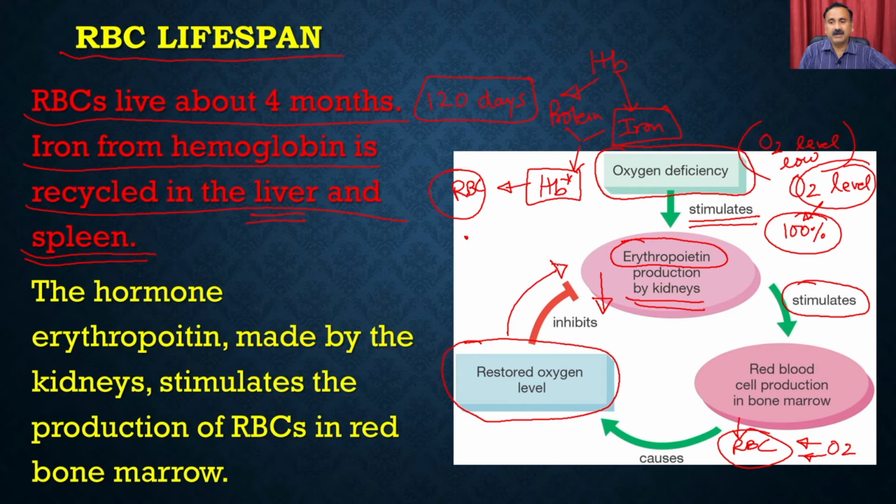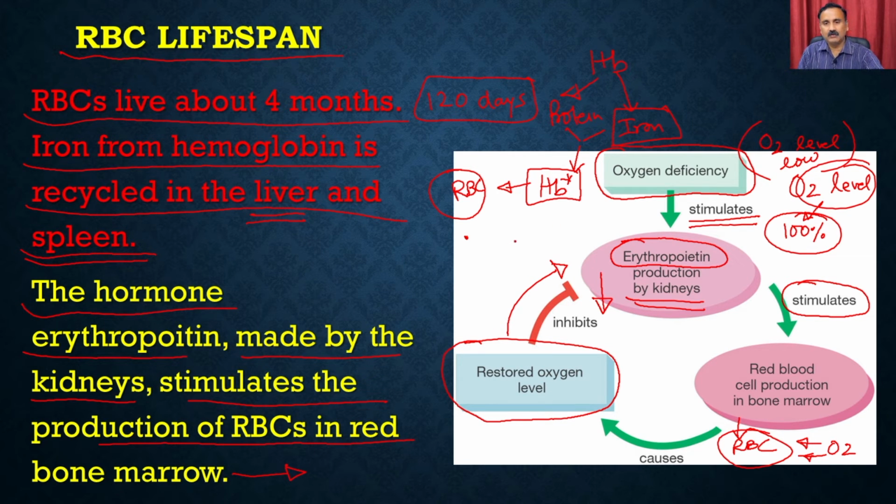So that is mostly because they live in a place where the oxygen level is low, and that low oxygen level is inducing the production of erythropoietin, and that ultimately causes the enhanced production of RBCs. So the hormone erythropoietin is made by the kidney, and that stimulates the production of RBCs in the bone marrow, and that is responsible for restoring the oxygen level, and that's how it is going to overcome the oxygen deficiency.